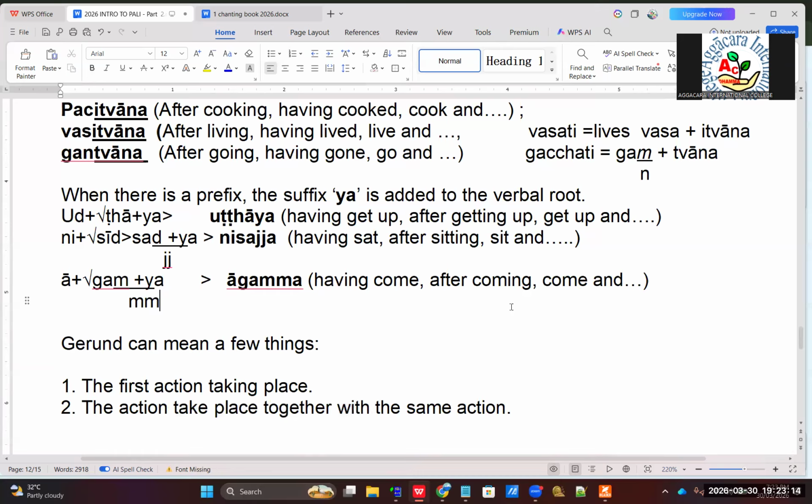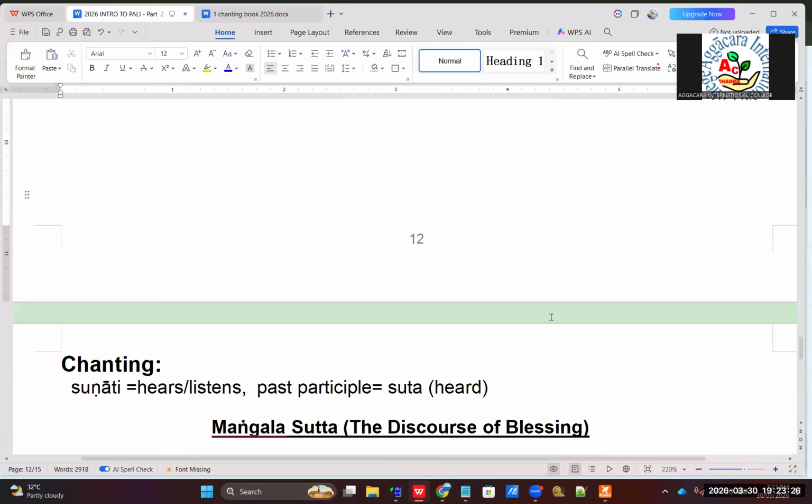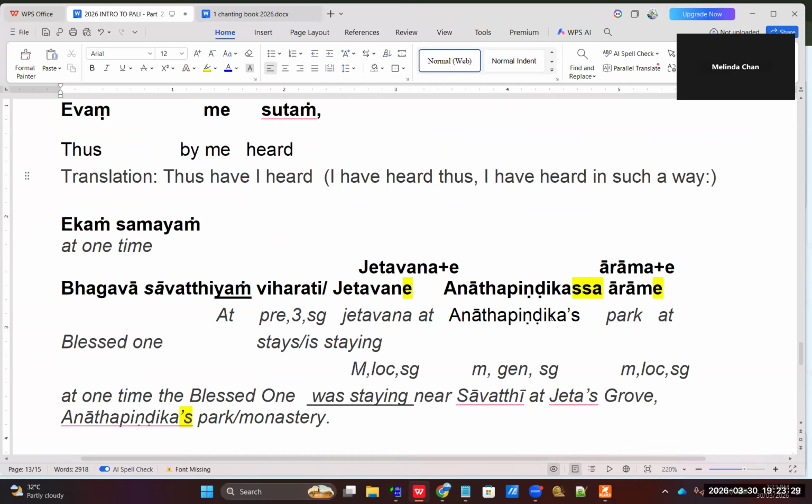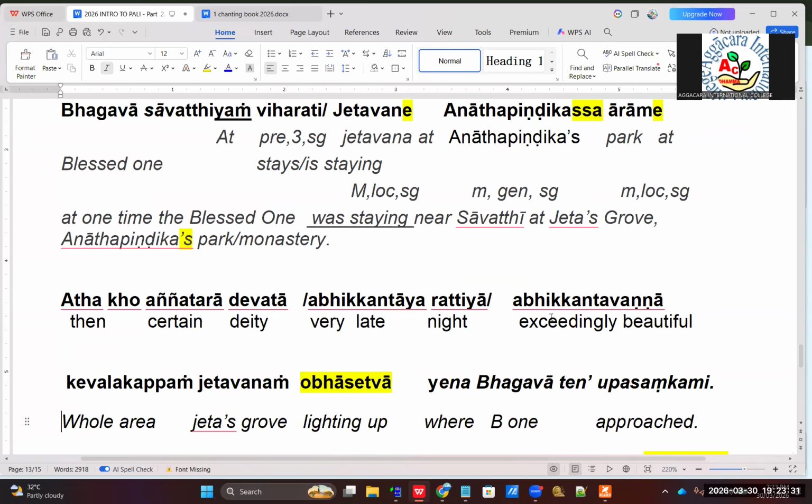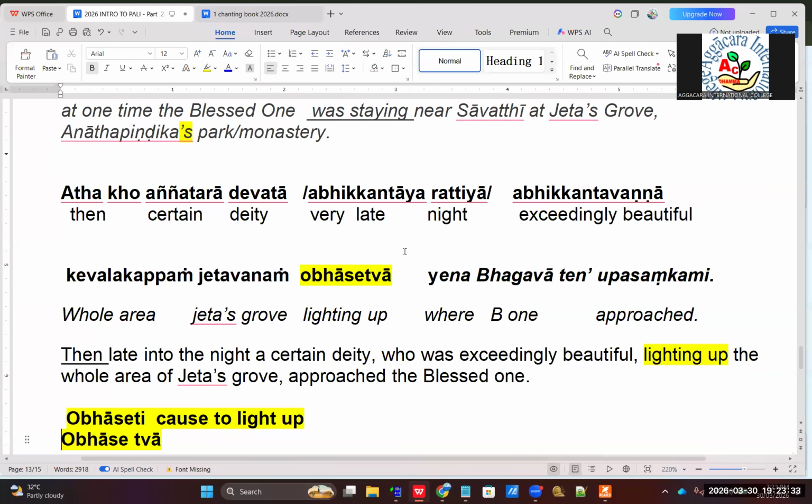It also means not the first action. It also means that it can take place together. Maybe Sanji go a bit slower. It's already very slow already. It's also very slow. Gear number 2 already. Okay. All right. So, okay, now anybody any part not understand?